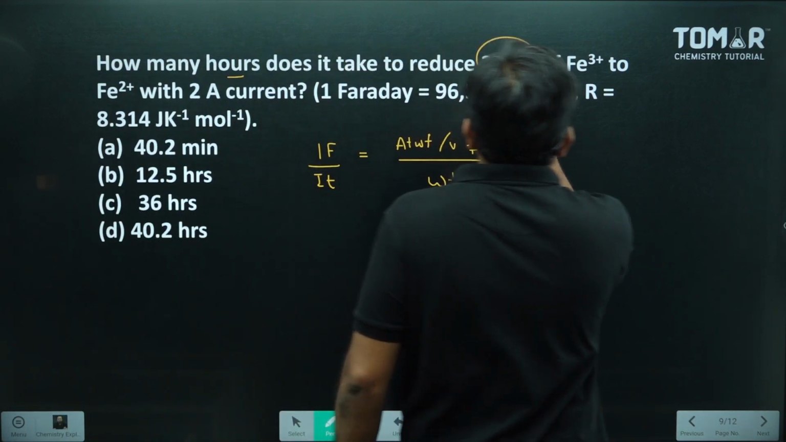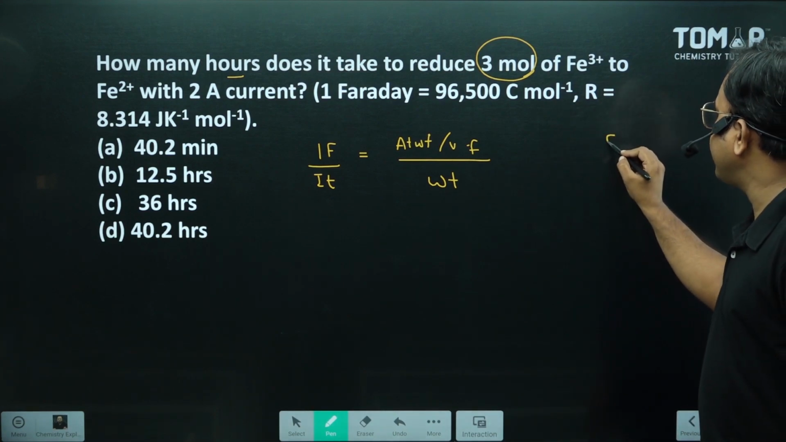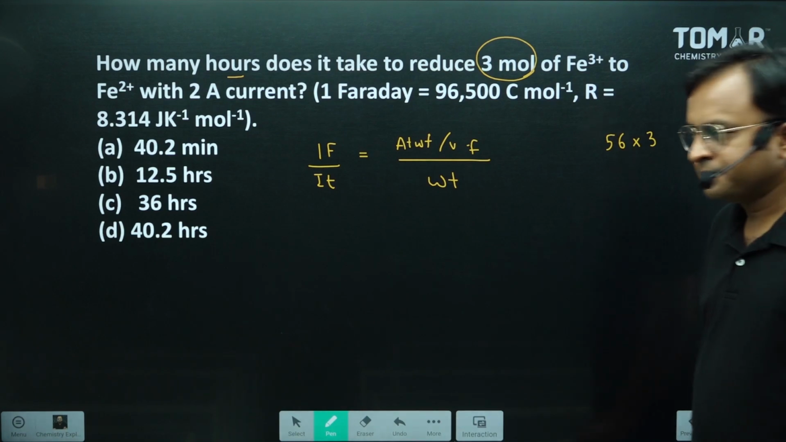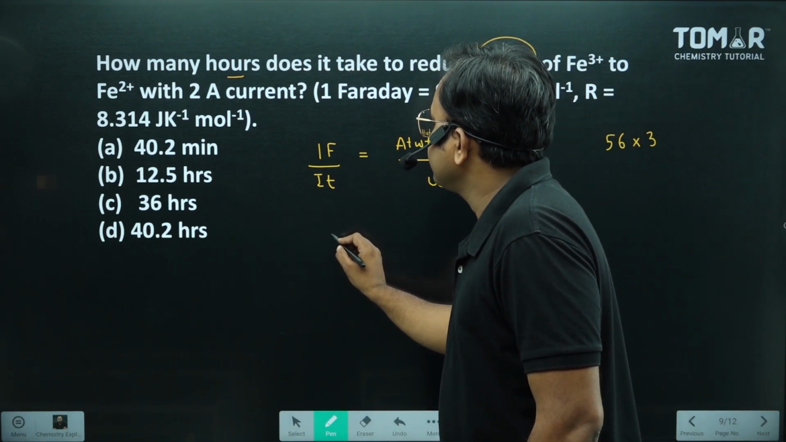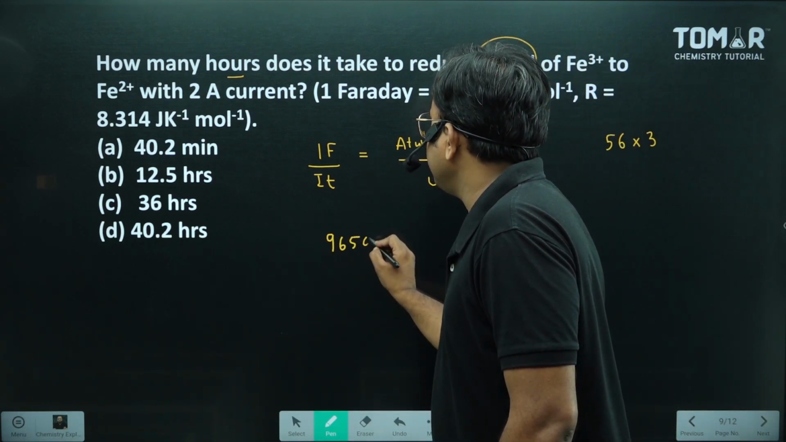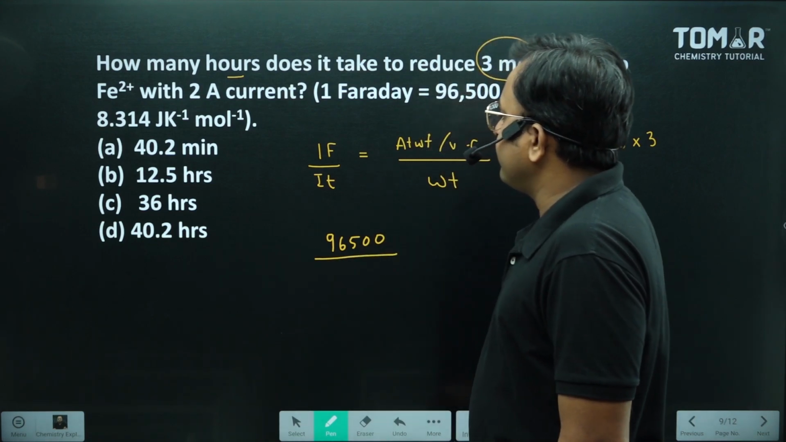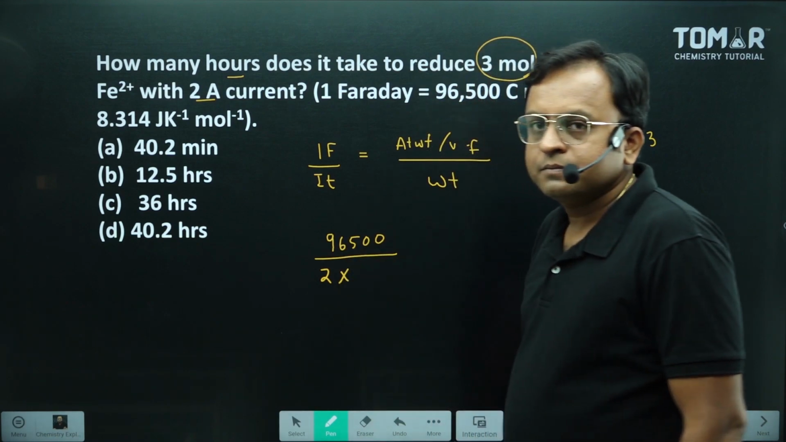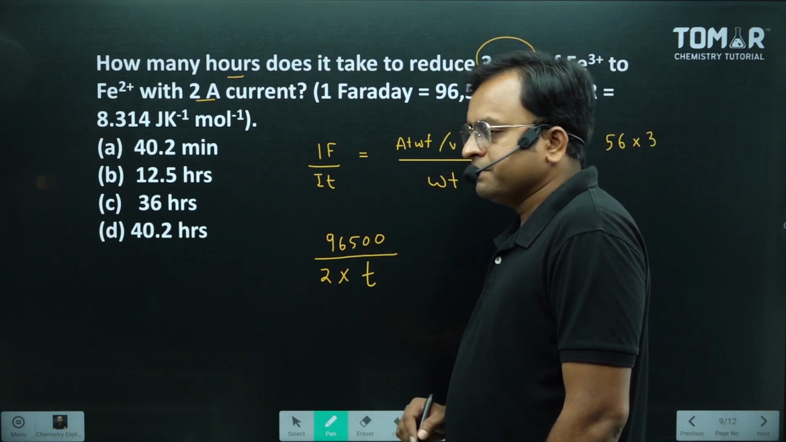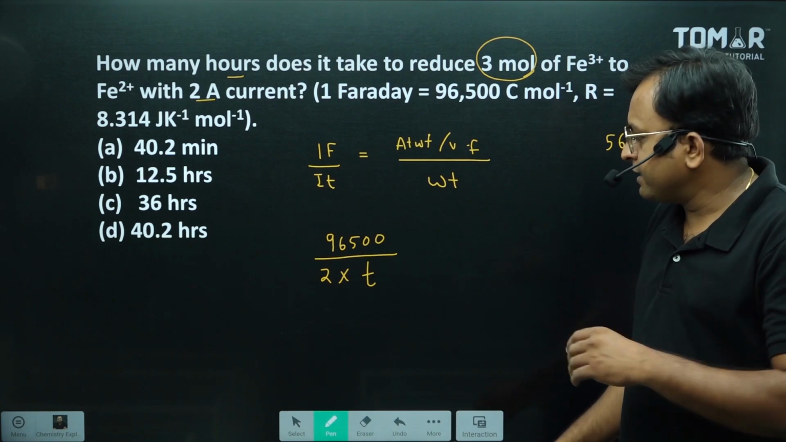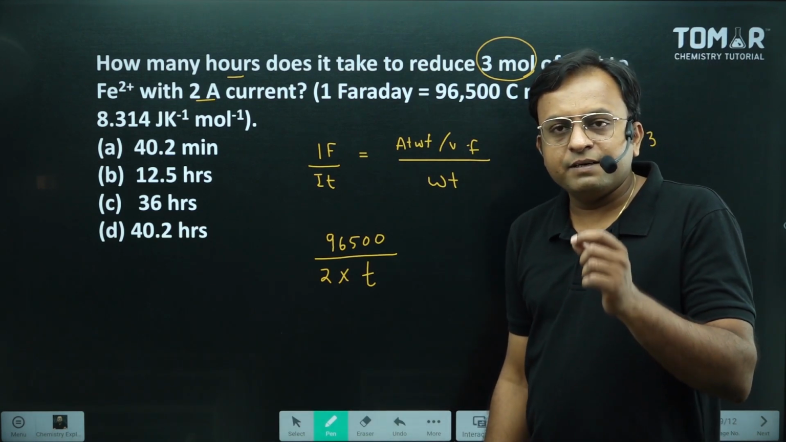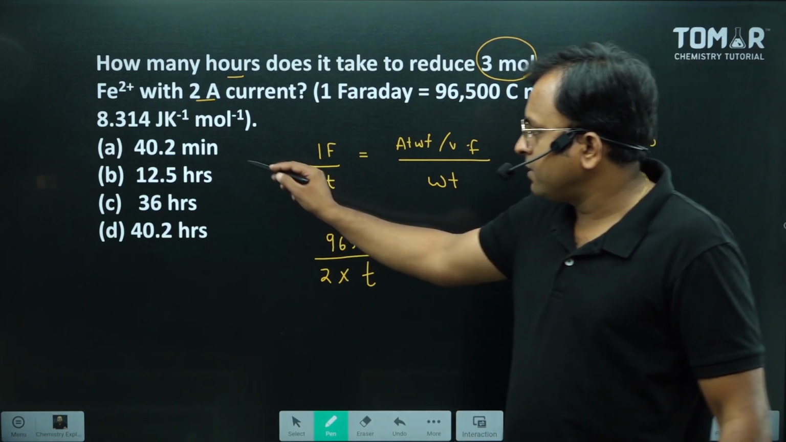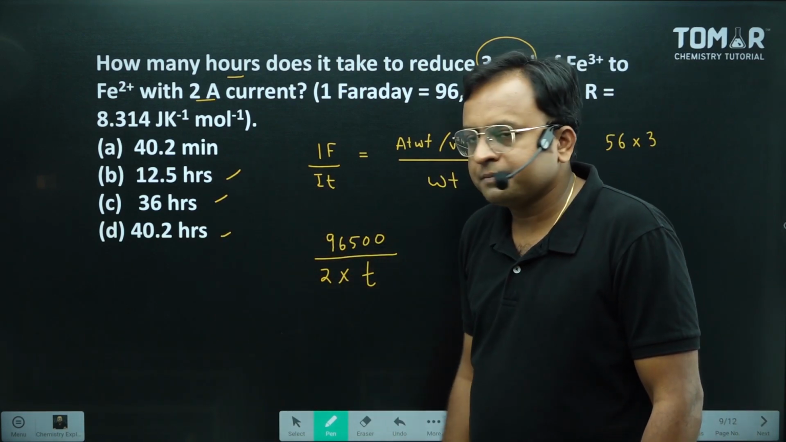3 mole of Fe+3. 1 mole of iron has weight of 56. 3 mole means 3 into 56. 1 farad means 96500. Current of 2 ampere. We have to find time. In this formula, time will come in seconds. And then we will divide it by 3600 to find it in hours, because the option is also given in hours.